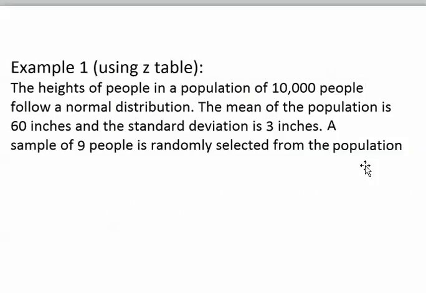This is our first example. This question says that the heights of people in a certain population follow a normal distribution, and the mean height of the population is 60 inches, and the standard deviation of the population is 3 inches. This question says that a random sample of 9 people is selected from this population, and the heights of the 9 people are recorded. And we're going to use this information to calculate some probabilities.